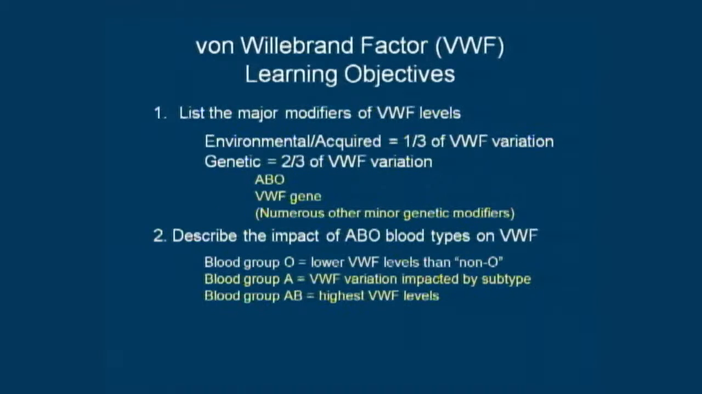To describe the impact of ABO blood types on von Willebrand factor, I've shown you that blood group O is associated with lower von Willebrand factor levels than non-O, and the converse can be true as well.